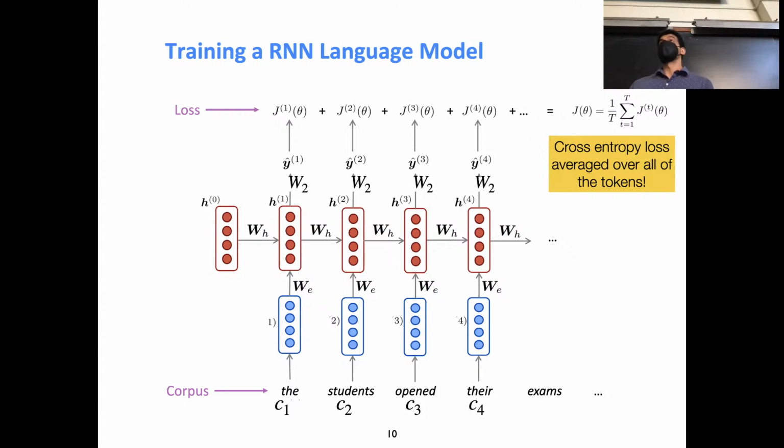And of course, you don't want to compute the loss for predicting a pad token. So you can mask out the contribution of that when you're computing the loss. So these are all tricks that people do to train these models efficiently.